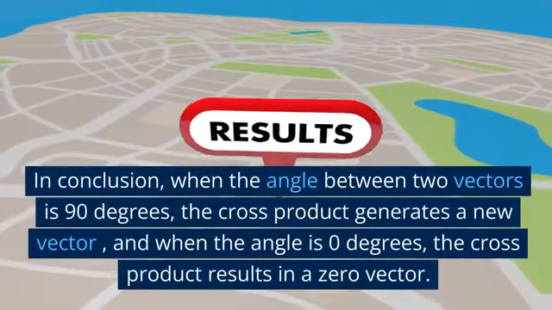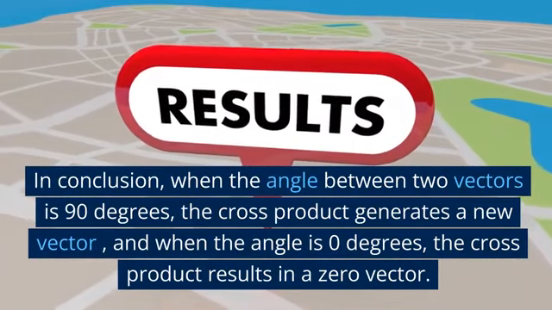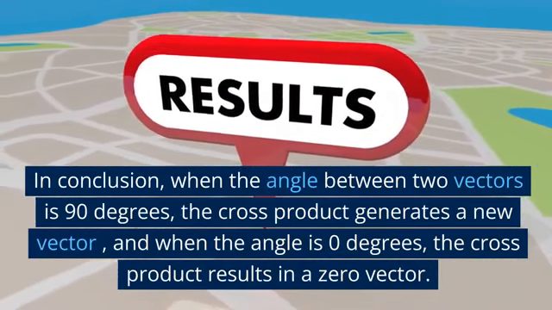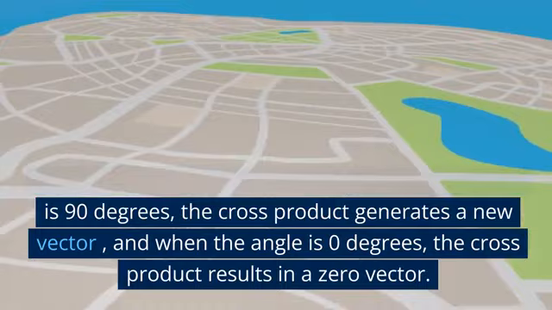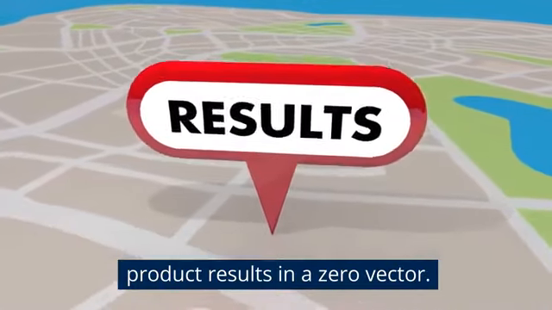In conclusion, when the angle between two vectors is 90 degrees, the cross product generates a new vector, and when the angle is 0 degrees, the cross product results in a 0 vector.